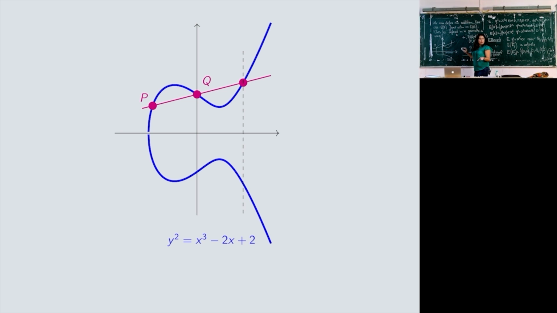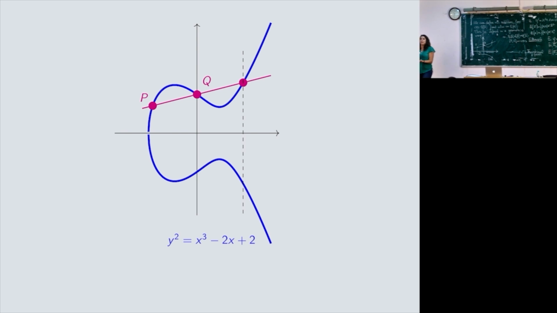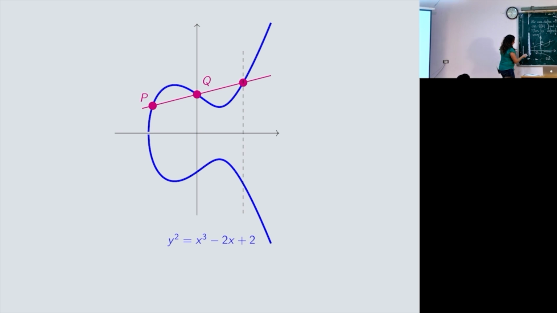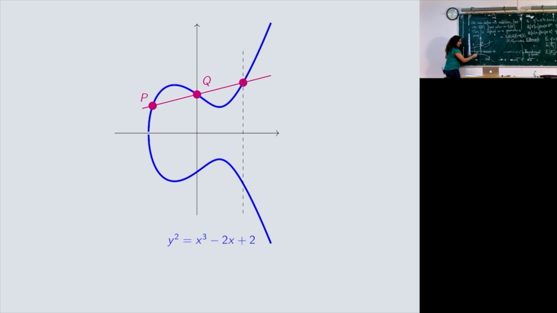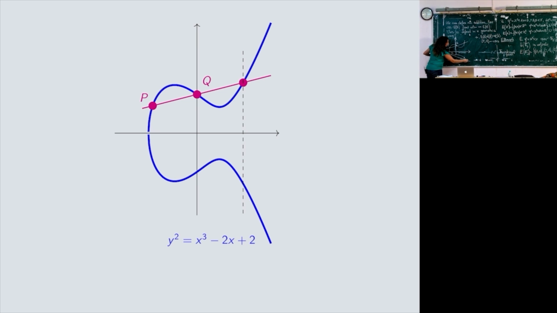We don't have colors right here for the chalk. In the same way, if I take another point here, P1, how would I add that point to itself? I take the tangent line, right? And I find another intersection. Again, I don't take this, I take the symmetric. This is 2P1.